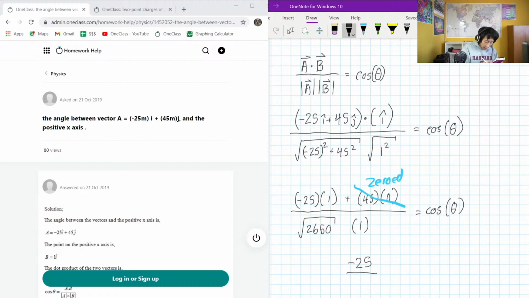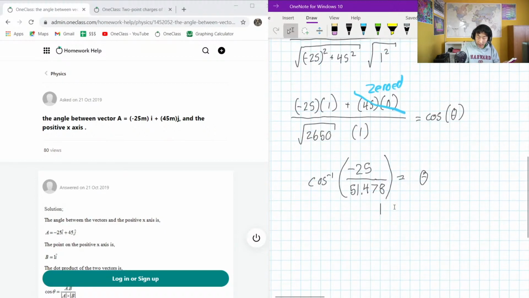And the square root of that is 51.478. And this is equal to theta if we cos inverse, arc cosine, like this. Okay, you kind of see how this works. To get the theta out of there, we got to inverse cos both sides. Okay, and then we shall ask the calculator to figure that out for us.